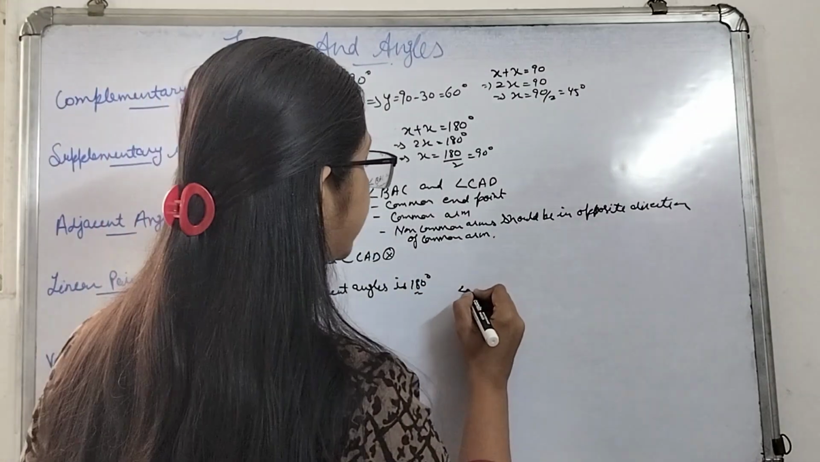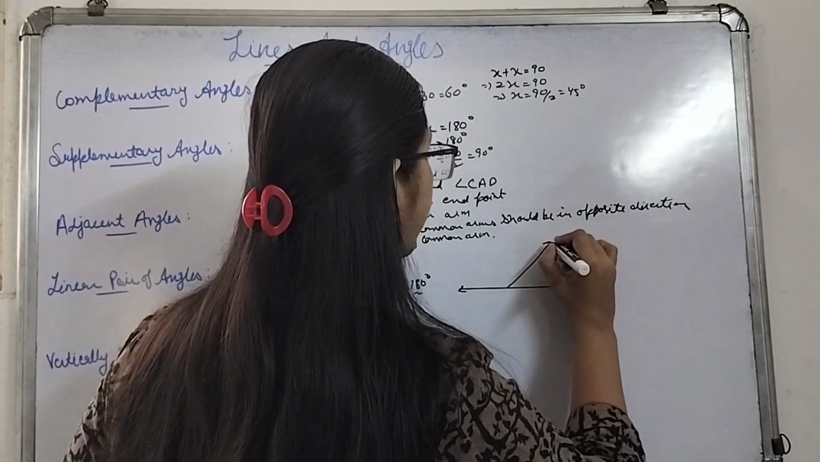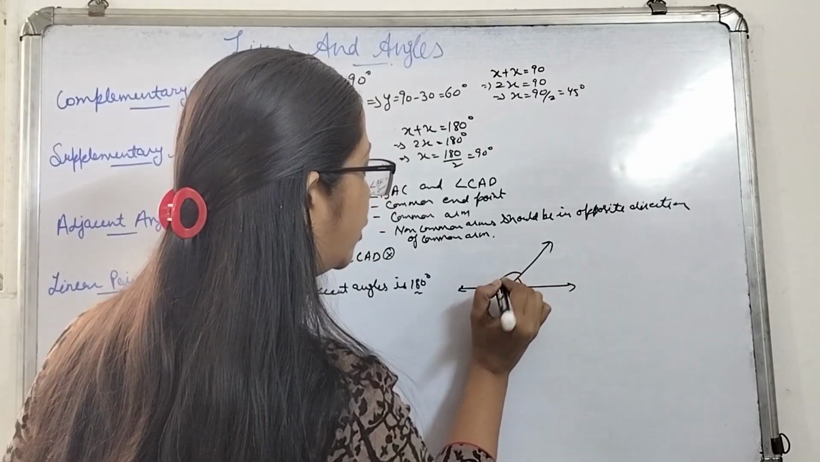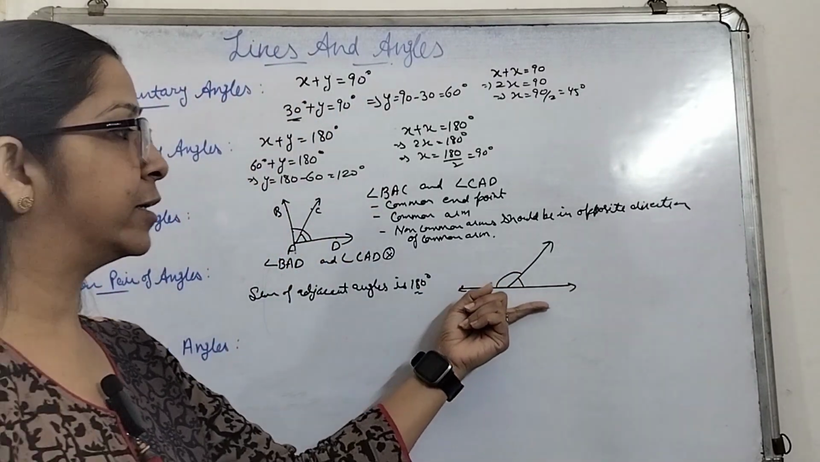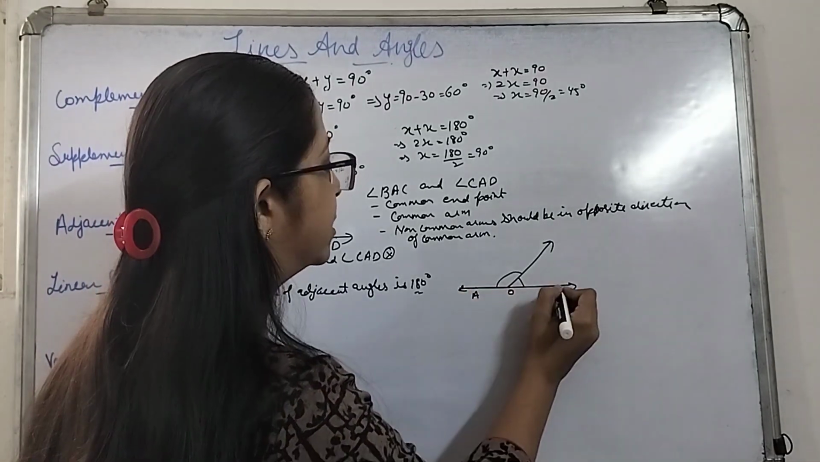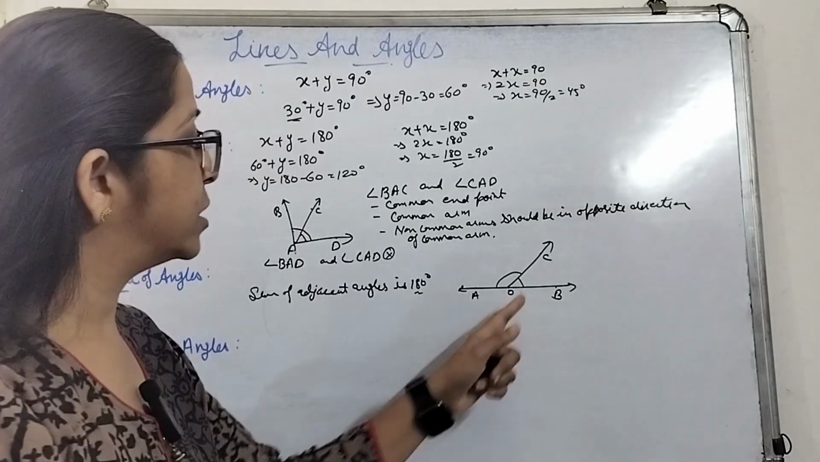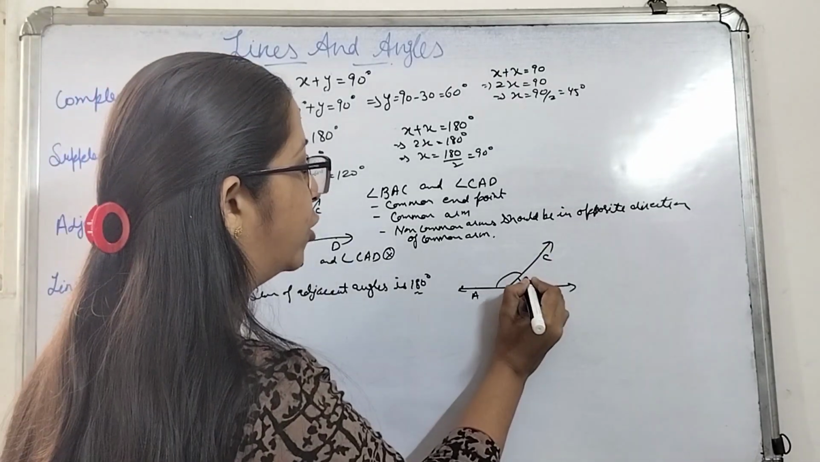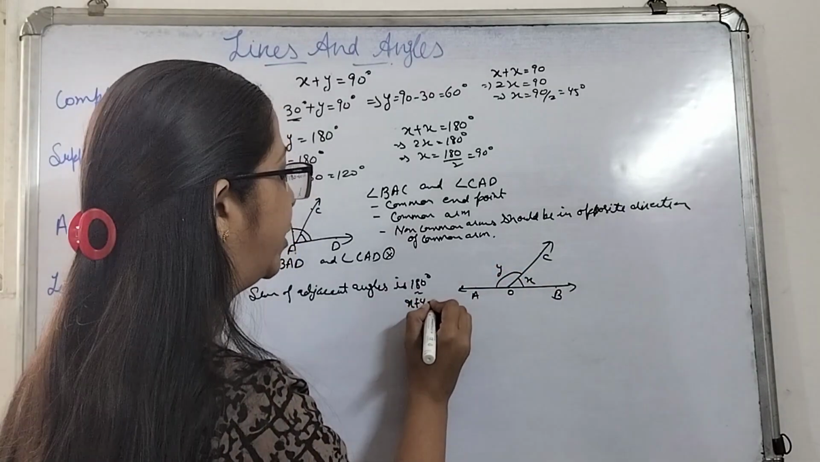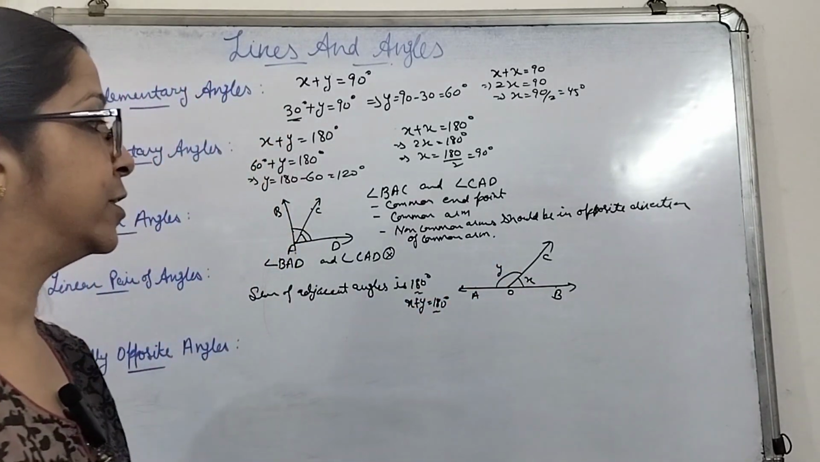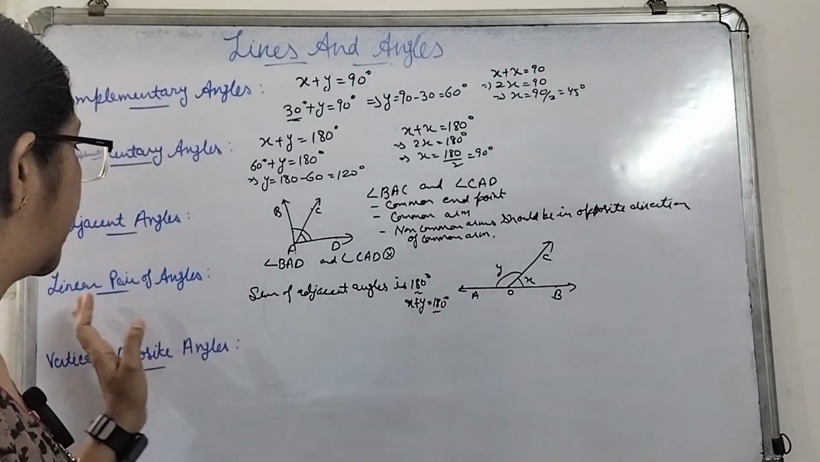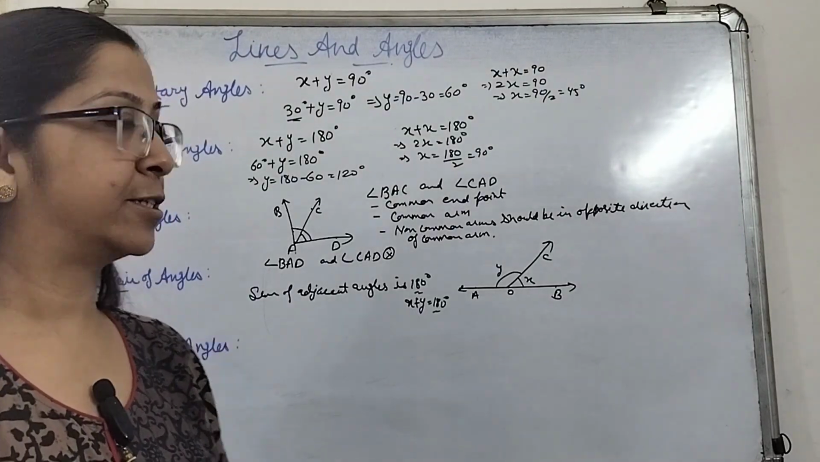Or we can say, if there is a line and a ray is originating from the line, then two angles are formed. This is one of the angles and this is the other angle. Because these are angles on a line, the sum of these two angles is 180 degrees. If this is the point O, this is the point A, this is the point B and this is the point C, and angle COB is X and angle COA is Y, then X plus Y will be 180 degrees. Such angles in which the sum of adjacent angles is 180 degrees are known as linear pair of angles.